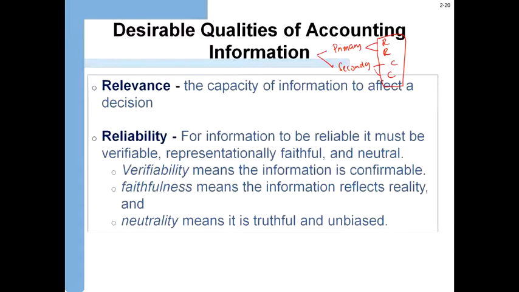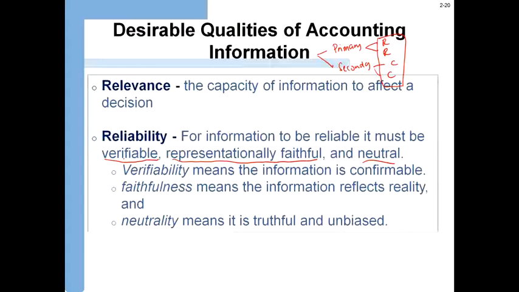For information to be reliable, it must be verifiable, representationally faithful, and neutral. When your accounting information consists of these three elements, verifiable, representationally faithful, and neutral, then we call it reliable accounting information. So what is verifiability?